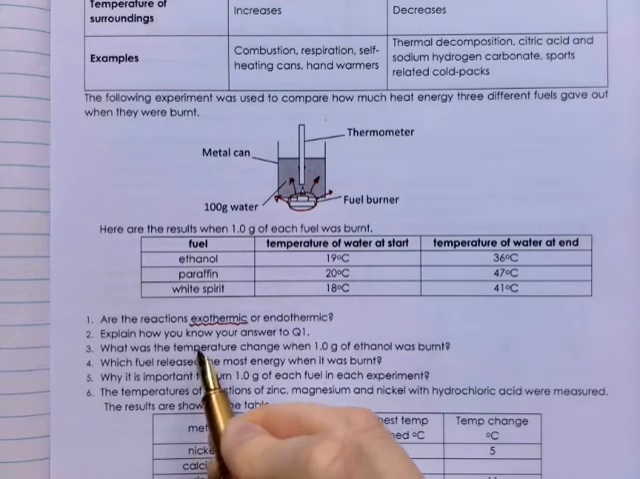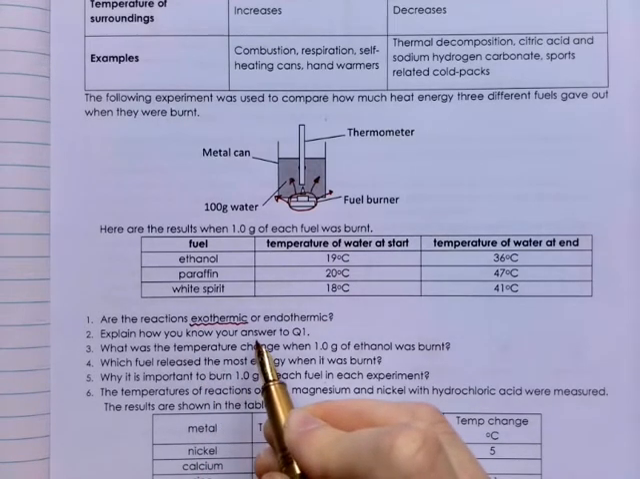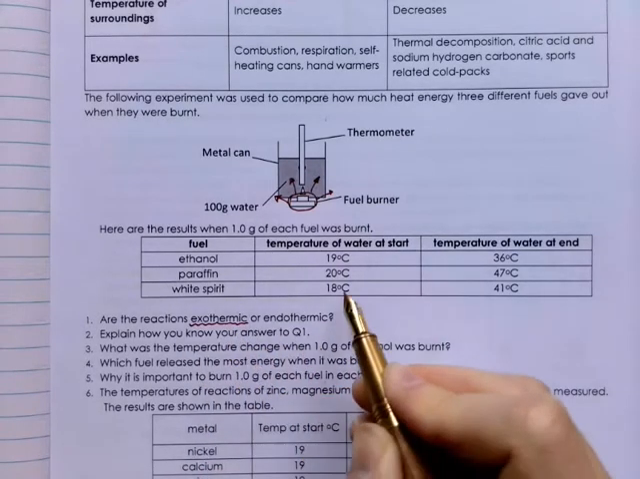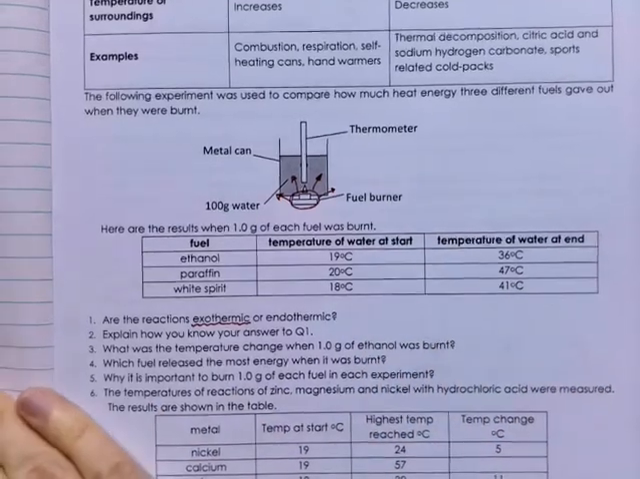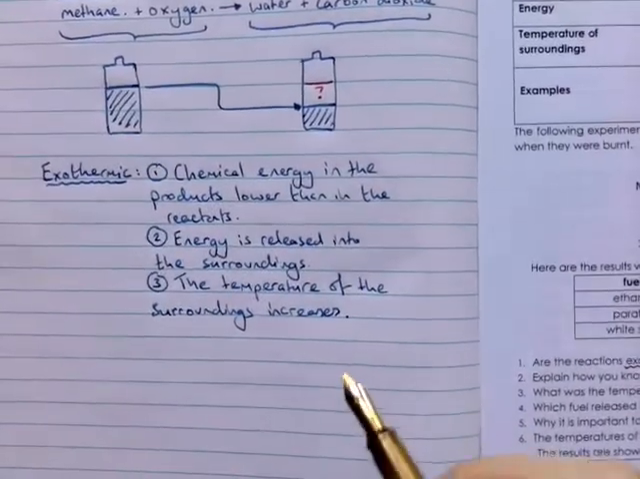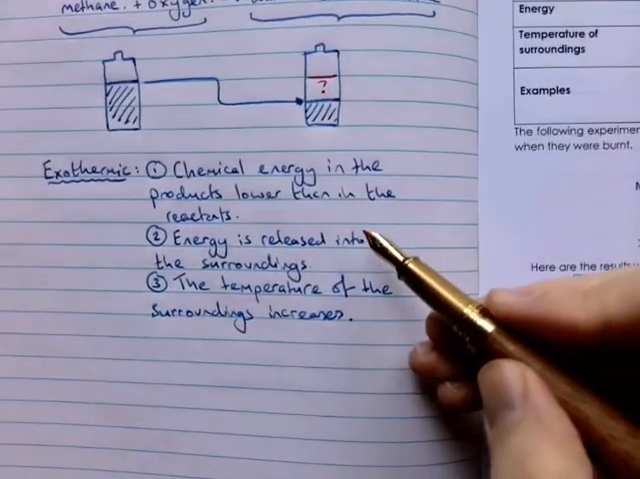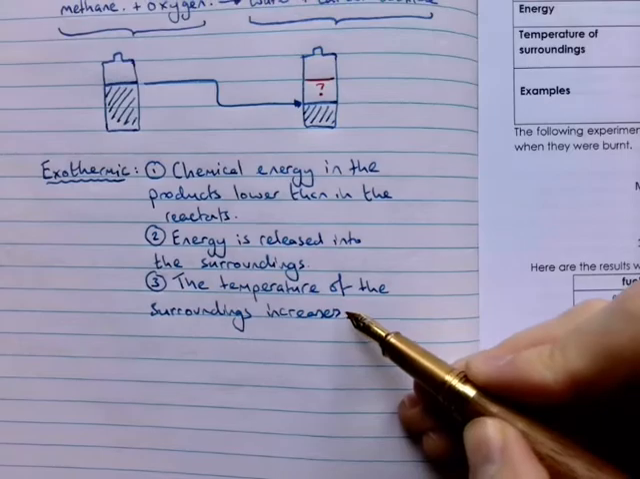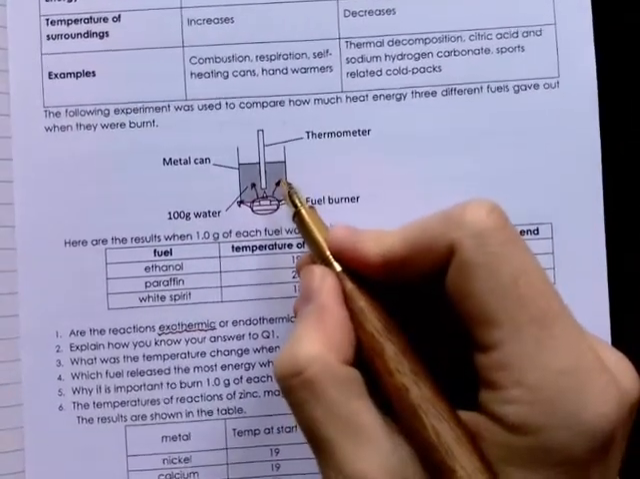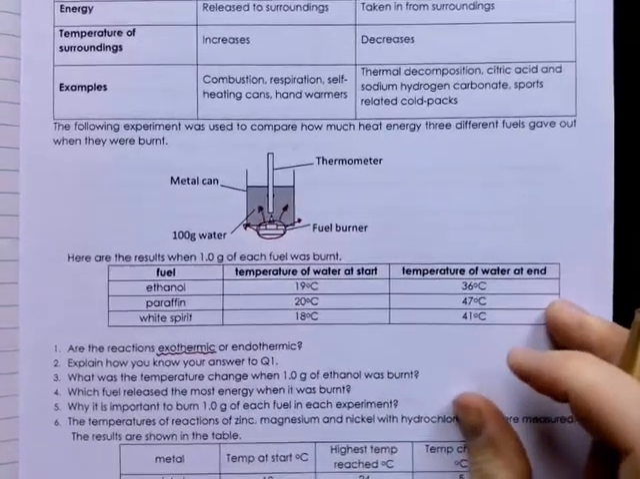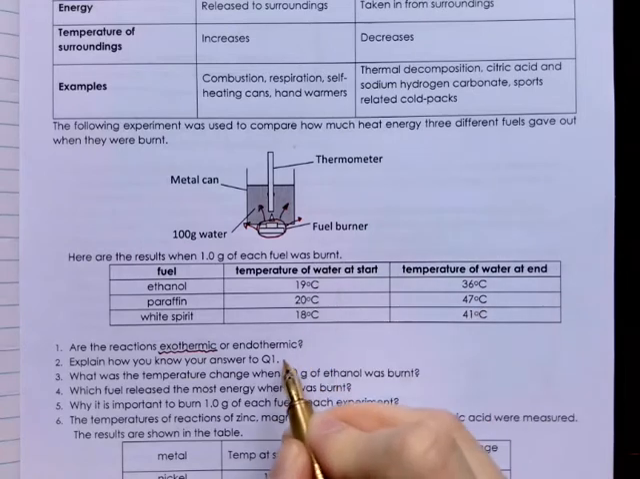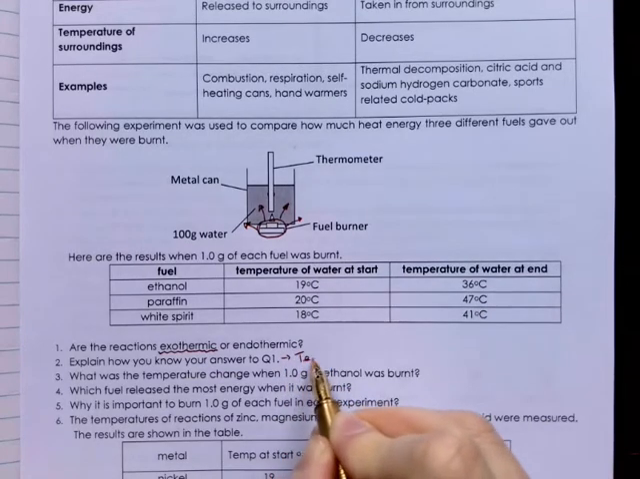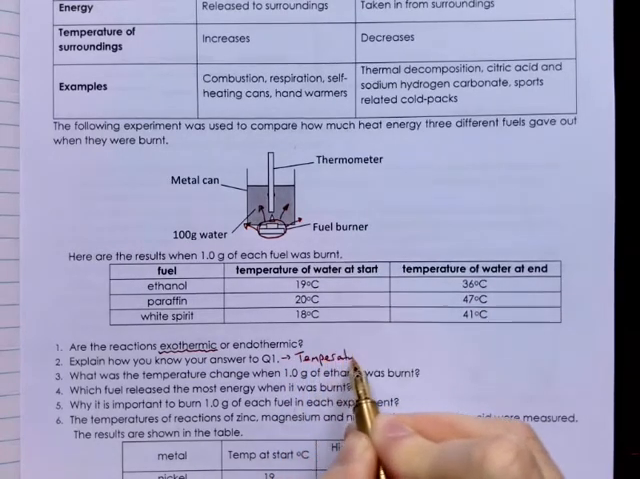How do you know the answer to question number one is exothermic? Because the temperature has increased. Remember, last week we had these three different things for exothermic reactions, and one of them, the third one here, is that the temperature of the surroundings increases. So here, the water is the surroundings, so we can say that the temperature of water increases.